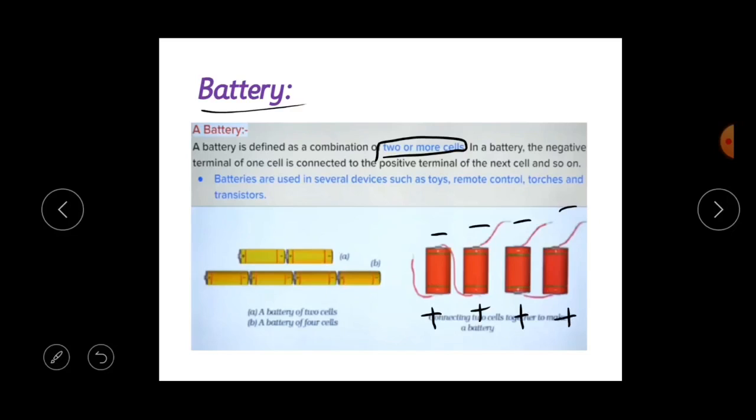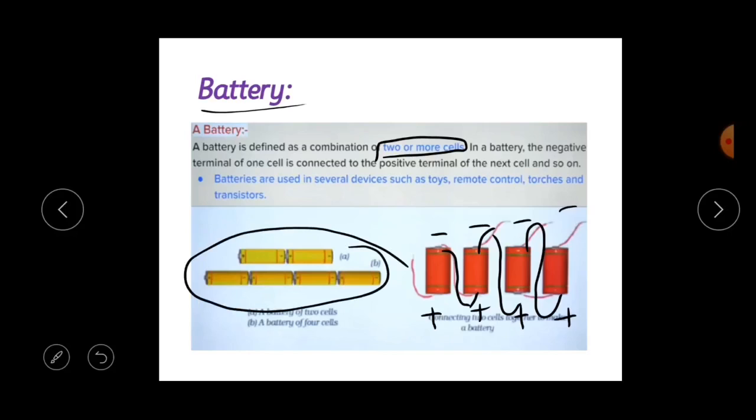Okay. So here, see the wire, what I said now, the negative terminal of one cell is connected to the positive terminal of the next cell. So this is positive and this is negative. Here, the negative is connected to the positive of another cell, and this negative is connected to the positive terminal of this cell, and this negative is connected to the positive terminal of the next cell. Okay. So a battery is a combination of two or more cells. In the battery, the negative terminal of one cell is connected to the positive terminal of another cell. Okay, like this it will be.